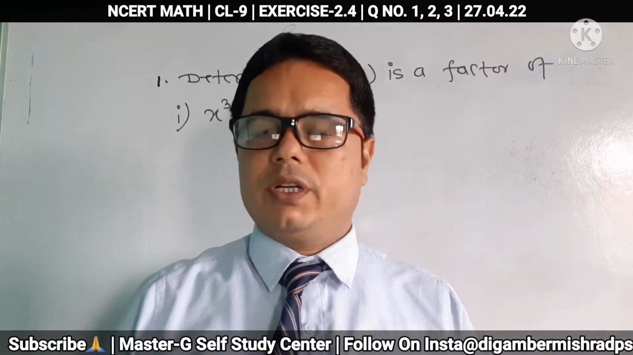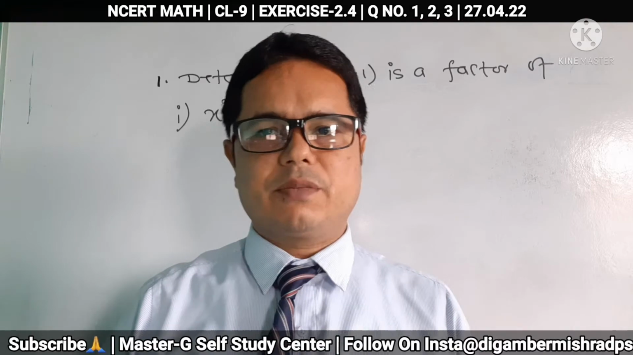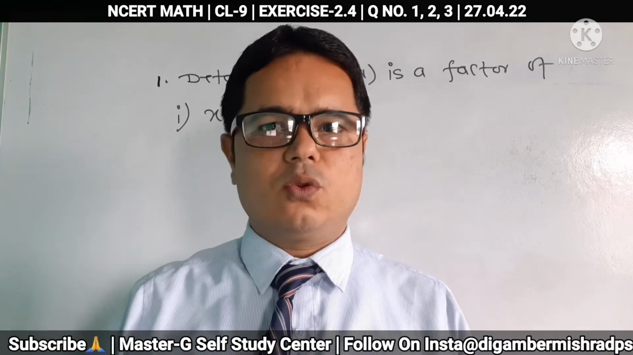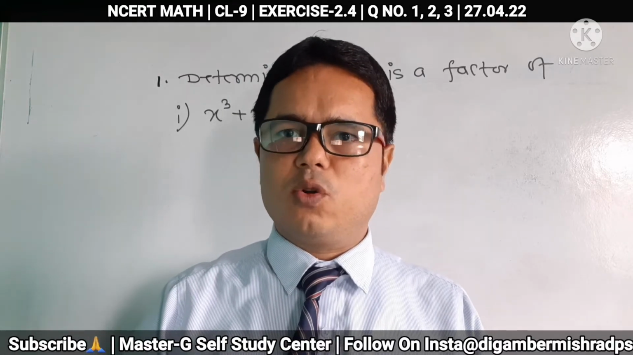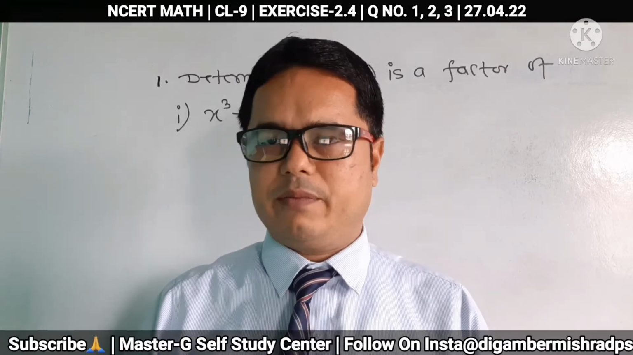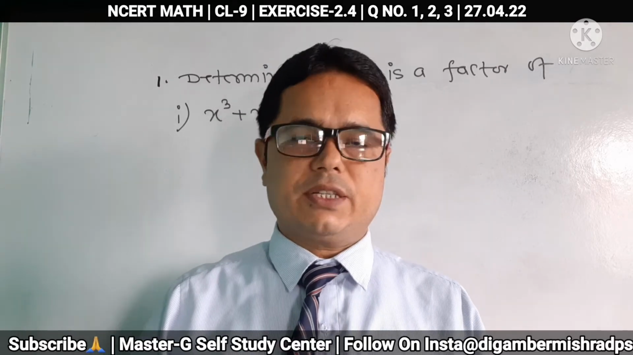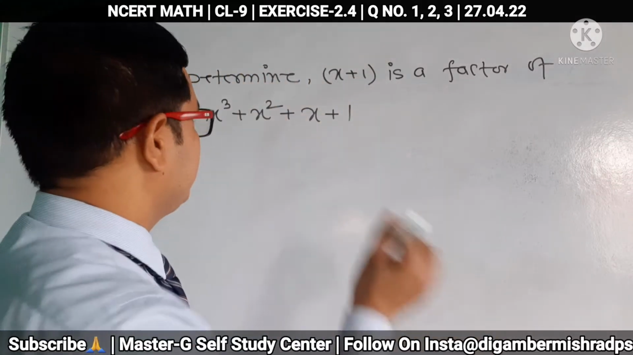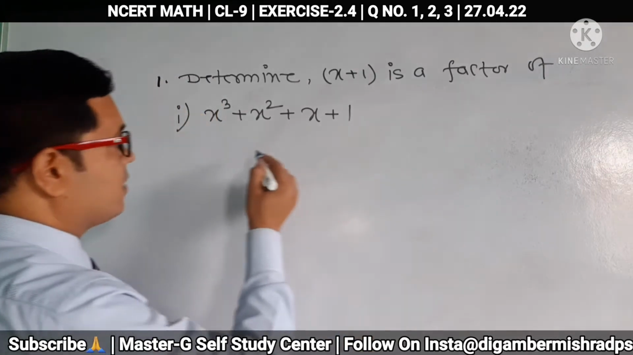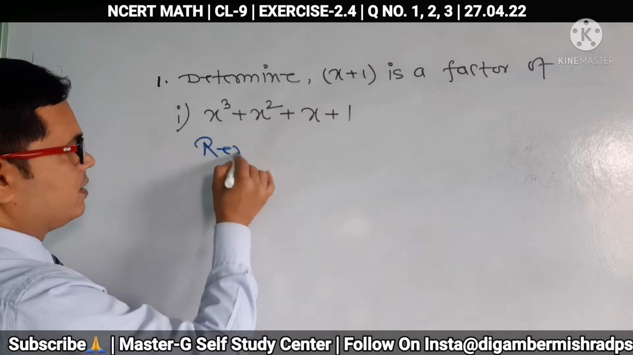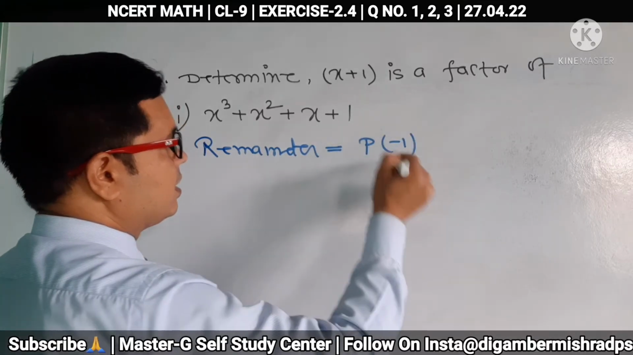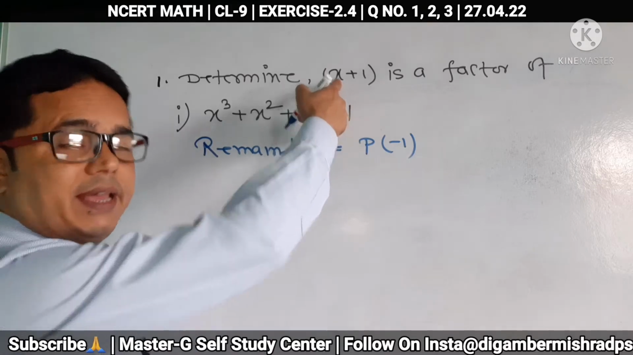Our first question is on the board: determine whether x plus 1 is a factor of the given polynomial or not. According to the remainder theorem, if we divide a polynomial by x plus 1, what will be the remainder? P of minus 1, right? Because x plus 1 equal to 0, so x will be minus 1. So we are going to find the remainder here with the help of the remainder theorem. So let's find the remainder. The remainder in this case will be P of minus 1, as we are dividing this polynomial by x plus 1.